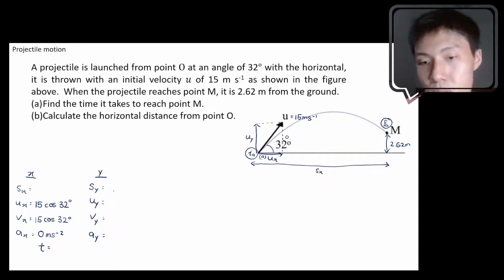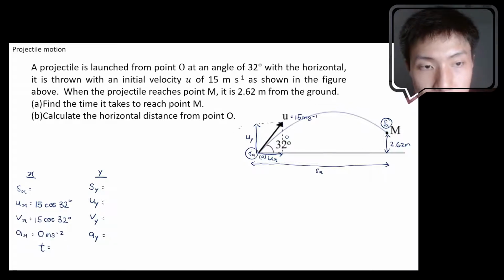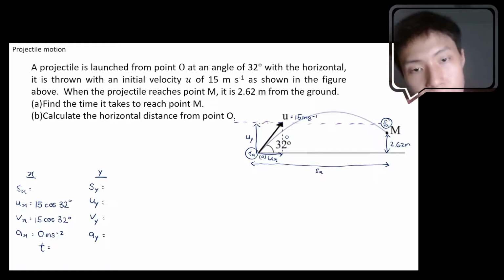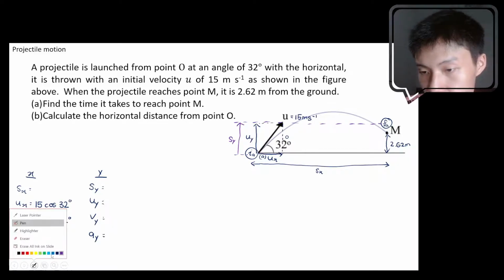Let's fill in for y as well. So y, we want to know what is the displacement sy in the y direction. So this is the initial, this is the final. Okay, this one is a bit challenging to draw. I need to find from this level to that level. This will be sy. But do we know it? Yes, we know it. It's 2.62 meter. Our final position here is 2.62 meter, so we can write it in.